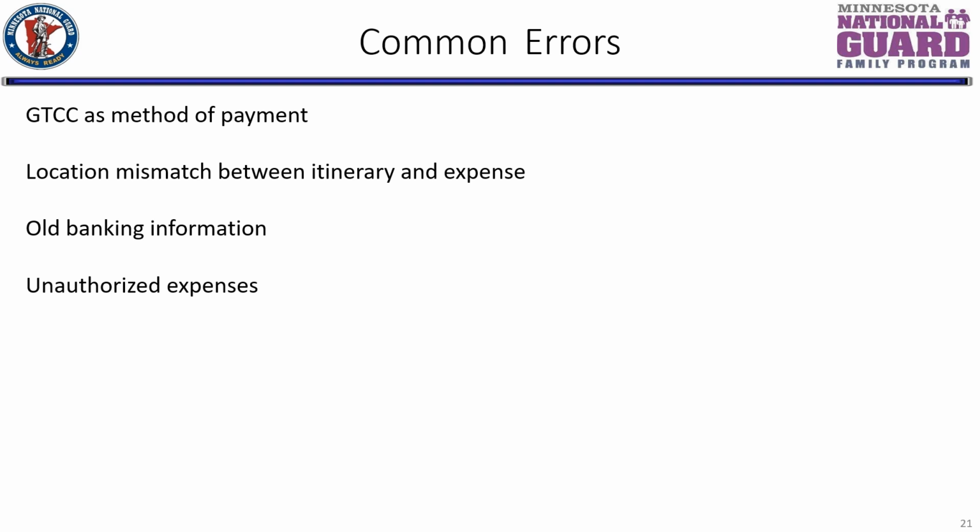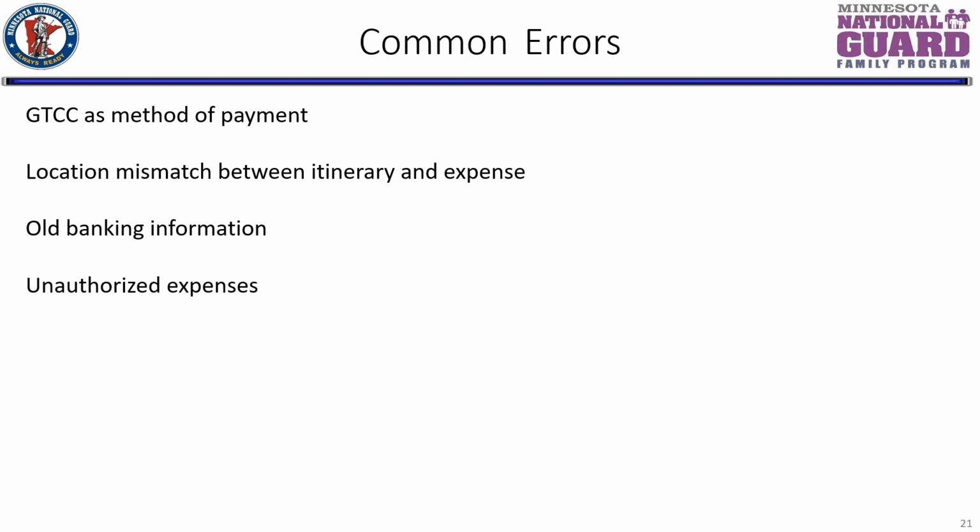Finally, are just some common errors we see with ITA and dependent authorizations. One is the use of the government travel card. All payments and reimbursements should be personal credit card or personal banking information through DTS, since neither traveler will have a government travel card. Next is the location mismatch between the itinerary location and then the expense for mileage. Just make sure those match up and you're using the correct home of record for the traveler when calculating mileage expenses.